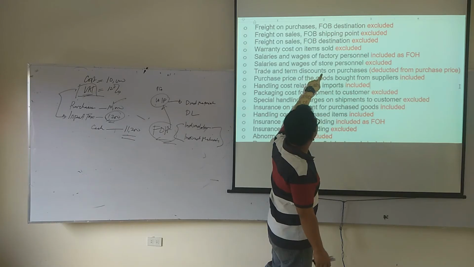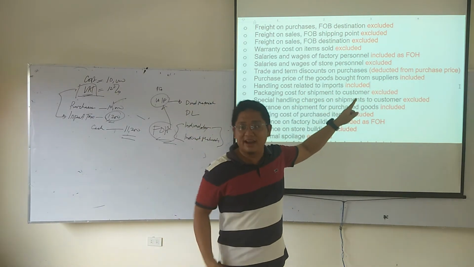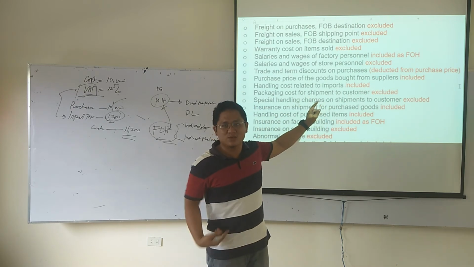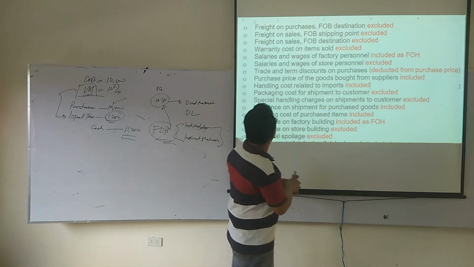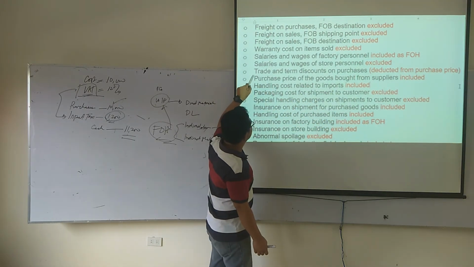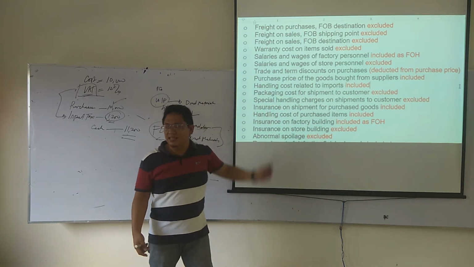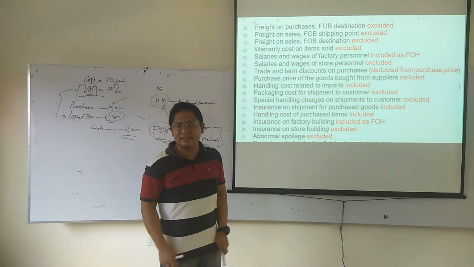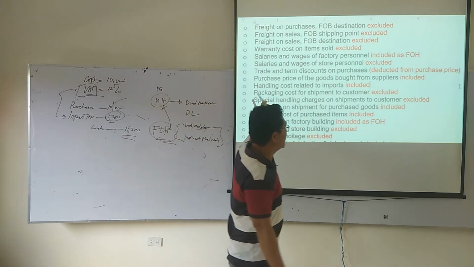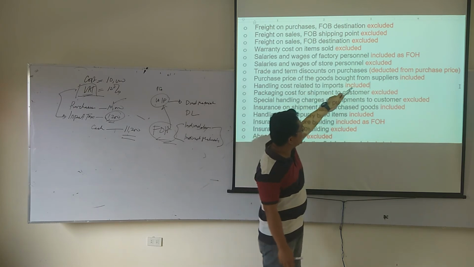Factory personnel, not directly working on the product, but they are in the factory. So these are indirect labor. That's why it's part of factory overhead. Salaries and wages of store personnel are selling expenses. Trade discounts on purchases. Just now we discussed that trade discounts are not counted. So it's included but as a deduction. Okay, so we deduct it from the purchase price. Purchase price of the goods bought from suppliers.